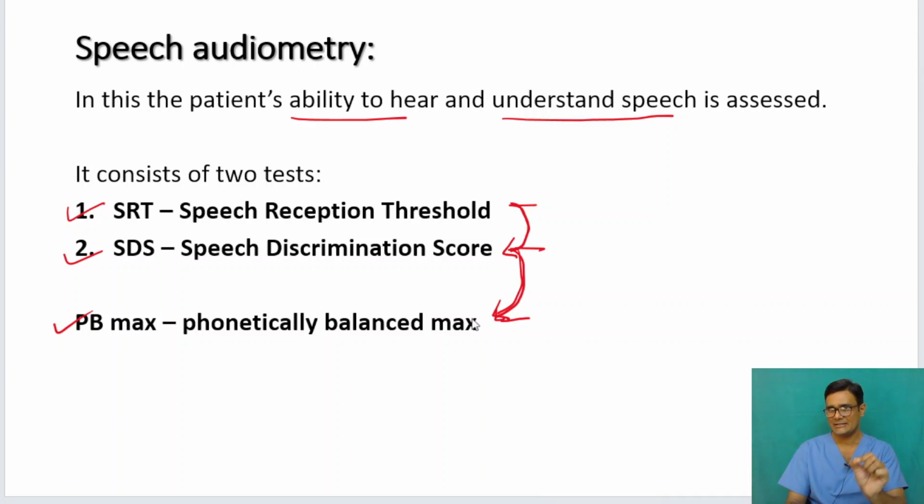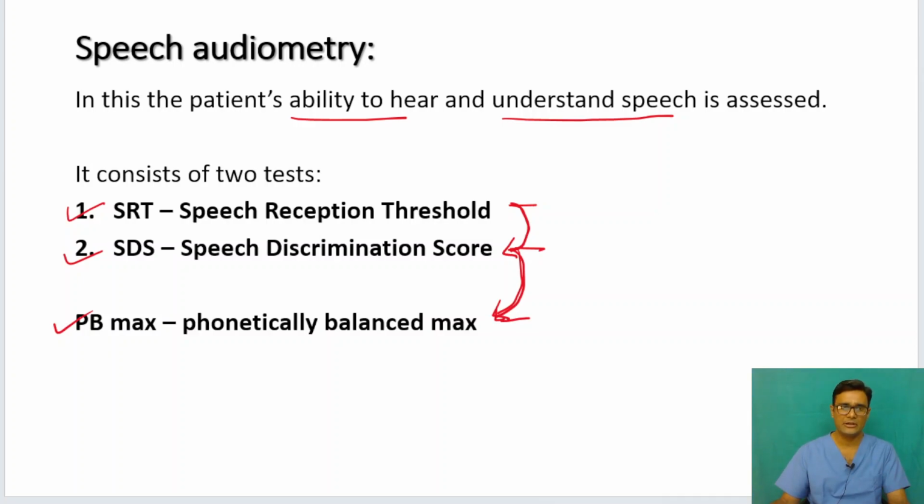Instead of taking one intensity, that is 30 plus speech reception threshold, you chart it at various intensities from 0 decibels to 100 decibels. So 0, 10, 20, 30, 40, 50. You are increasing the decibels of the sound, and you are calculating at what intensity the patient can repeat the maximum number of words correctly. At what intensity you are getting the maximum speech discrimination score, that becomes the PB max. This will form a basis for differentiating cochlear from retrocochlear kind of hearing loss.